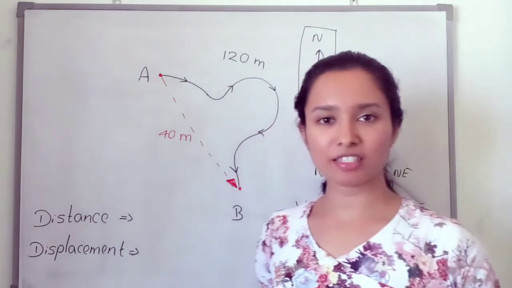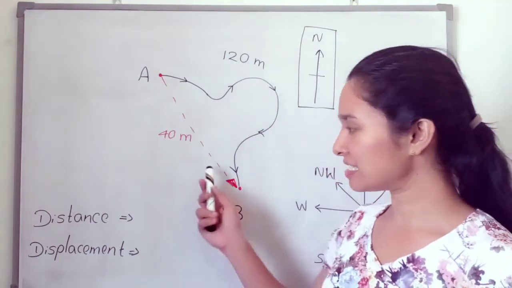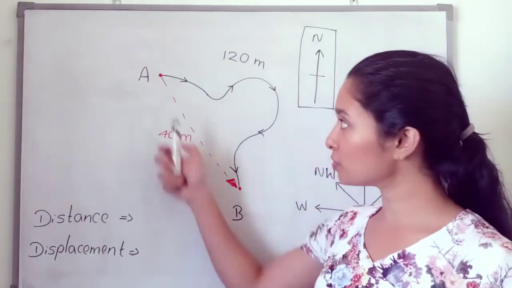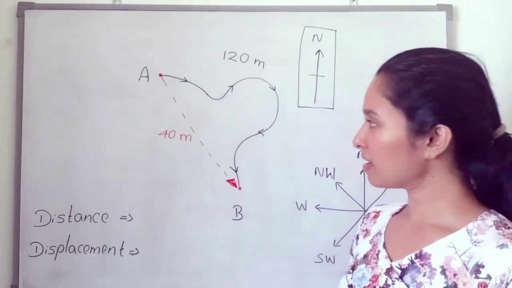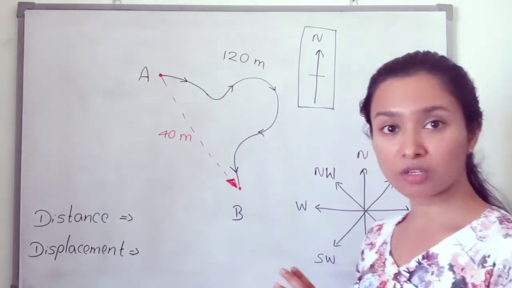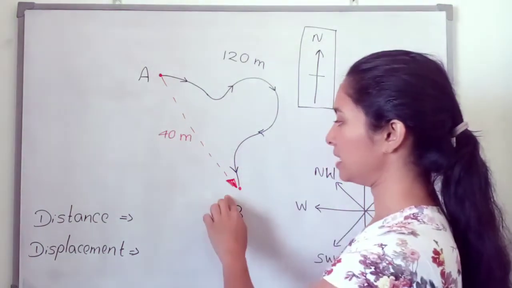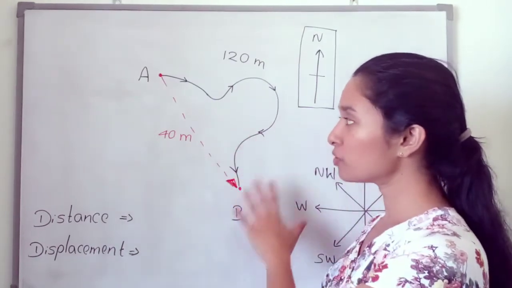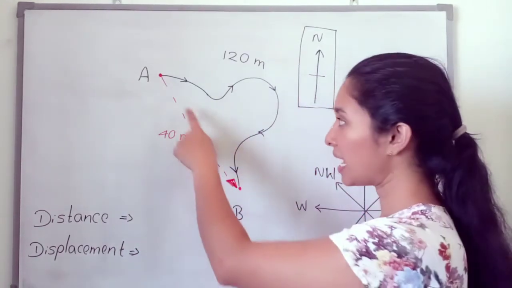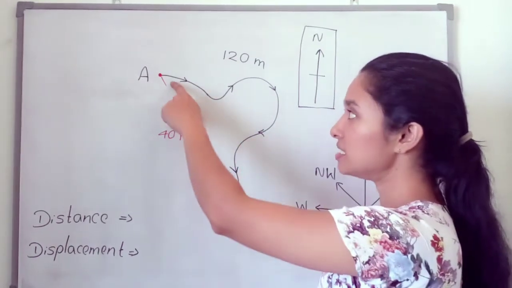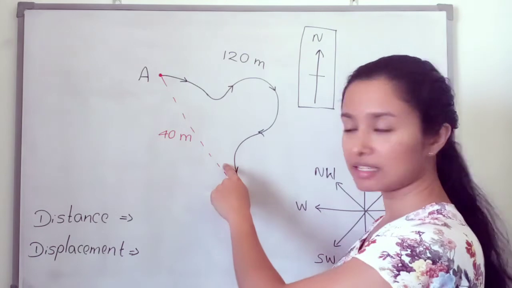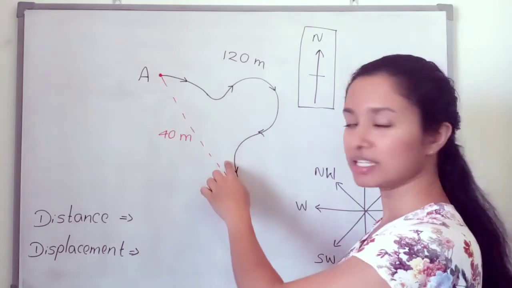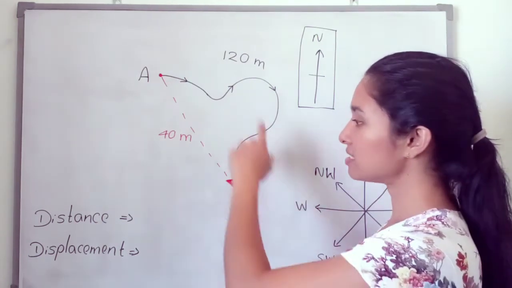So here you are given a small problem. This is the problem. Here you have to find out the distance and displacement from A to B. Here this is a route, the route of motion of an object from A to B. In this route you have to find out what is the distance from A to B. You can see this is the route. The direction is changing from time to time in this motion from A to B.